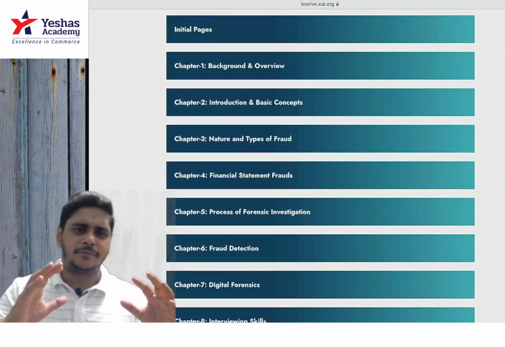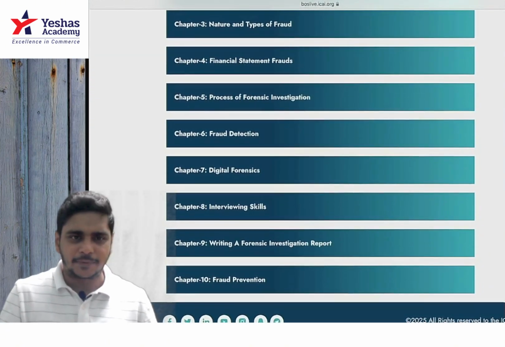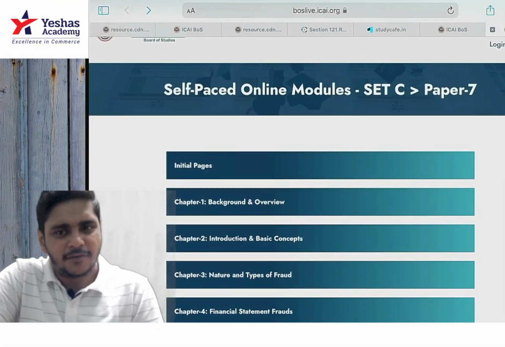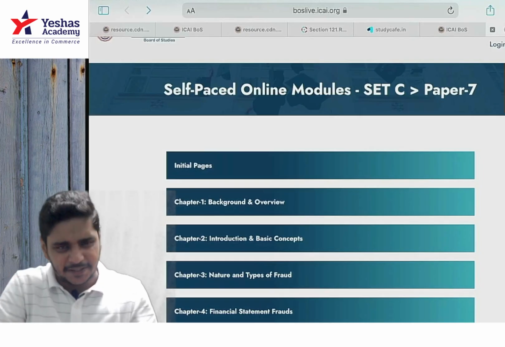So we'll have 10 chapters, there are a total of 10 chapters, very small chapters. Every chapter is 20-30 pages. Only one chapter is a little lengthy, which is around 60-70 pages. Rest everything is very simple.